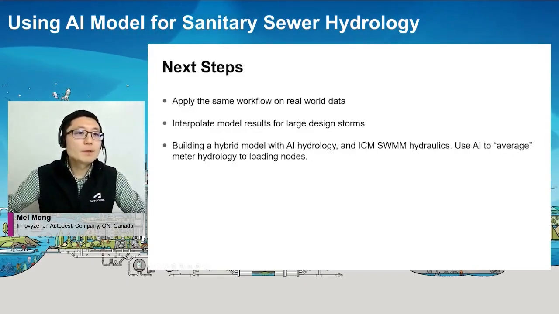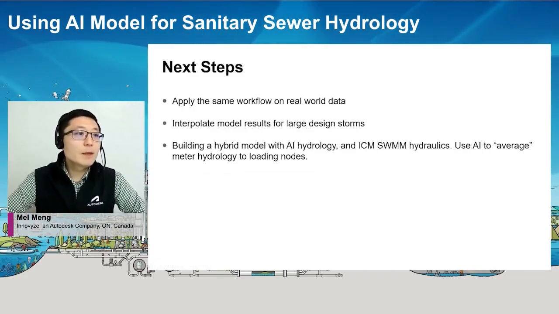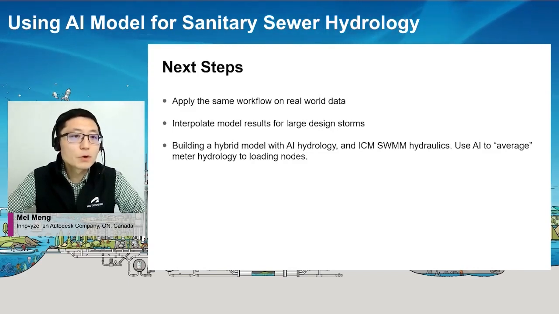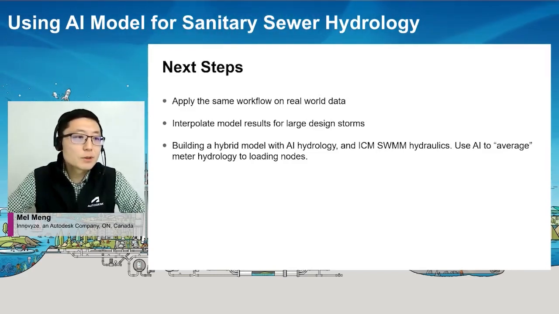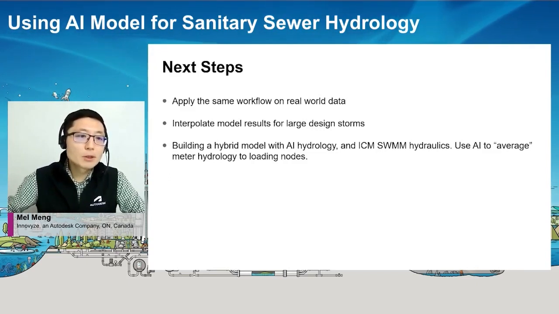So, next steps. Definitely I would like to apply the same workflow on real-world data to see how well that works. I would also like to continue to research how we can interpret model results for larger design storms. And lastly, I would like to build a hybrid model with AI hydrology and ICM hydraulics. I think the key will be to use AI to average the meter hydrology to the loading nodes. And that will give us a full solution to augment the current technologies.